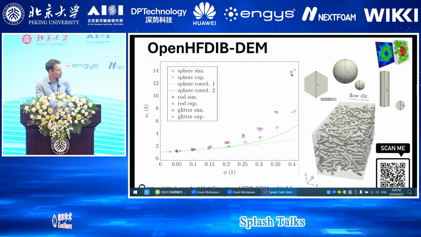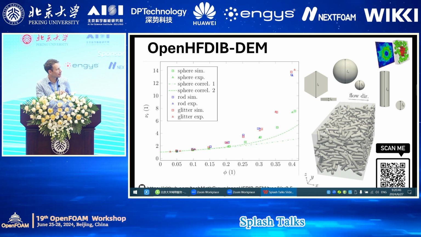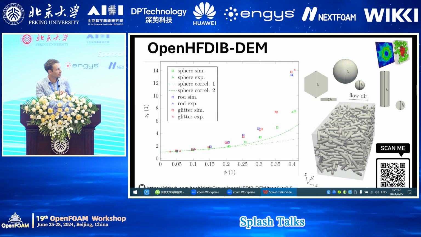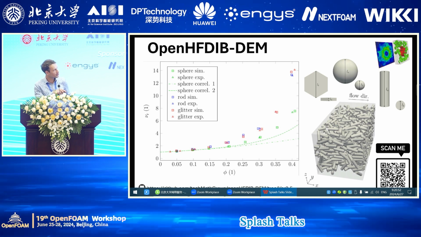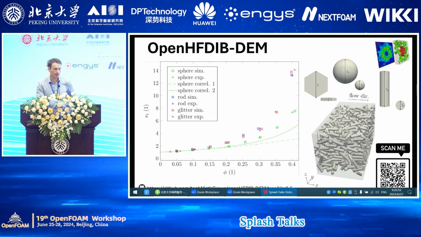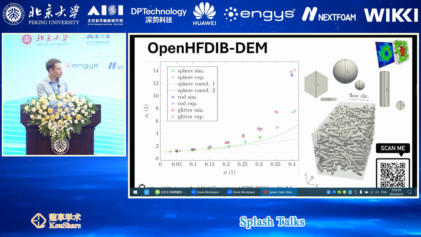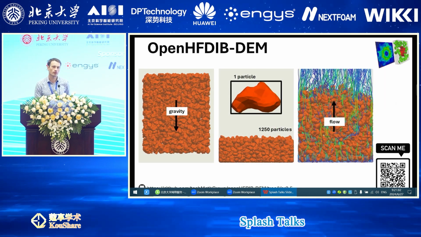And you can see that for this case, in green we have spheres, and there are simulations and experimental data. Then blue are the rods, up to the 42% of solid fraction, and red are the glitters. And the agreement is quite good for this. So this is a promo slide, but that's not the only stuff the code can do.